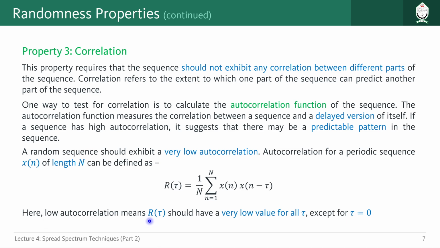That means this r of tau should exhibit a very low value for all tau, except for the case tau is equal to 0, because if you take tau is equal to 0, then we are just multiplying x of n with itself, which should always exhibit the maximum value possible for r of tau. And for all other tau, this should exhibit a very low value, and that is what we are calling low autocorrelation for x of n.